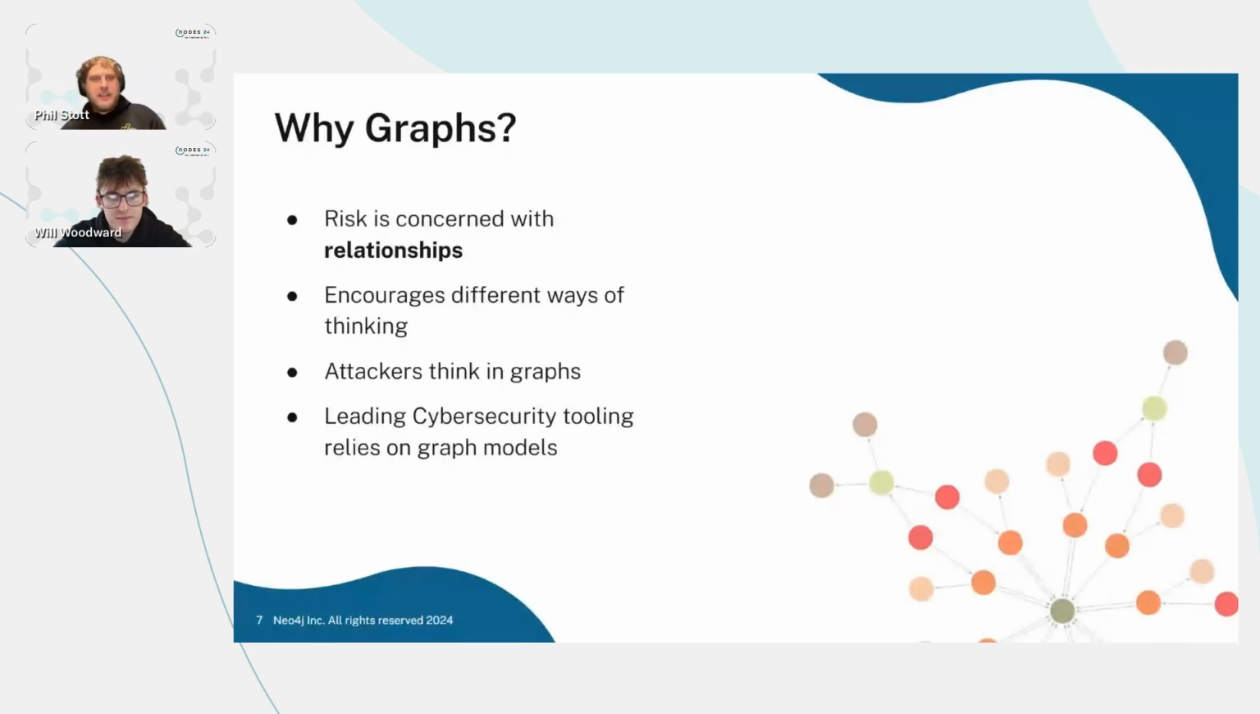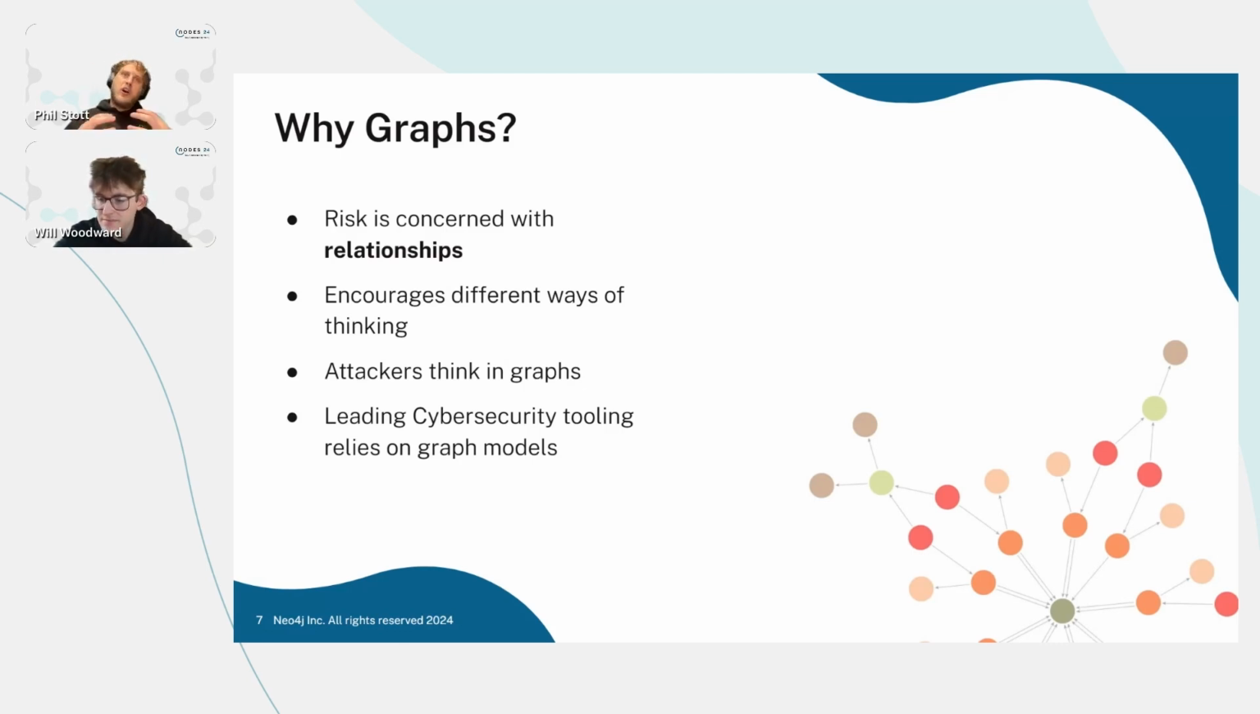So why graphs, I think, is where we're going here. Risk is concerned with relationships. It's risks applying to relationships. It's relationships between risks, like relationships between assets. And at Neo4j, we always say relationships. We value relationships. Relationships are a first-class citizen in our database.